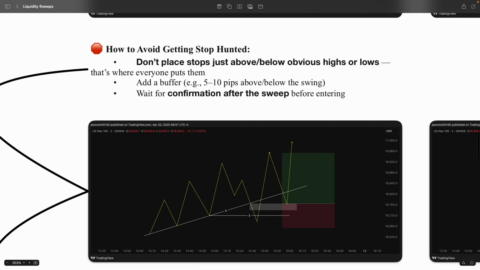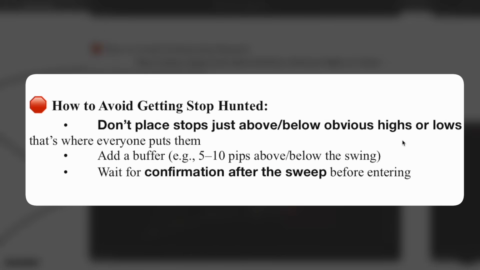Alright, so how to avoid getting stop hunted. Don't place stops just below or above highs or lows. That's where everyone puts them. Add a buffer, for example 5 to 10 pips above or below the swing. Wait for confirmation after the sweep.